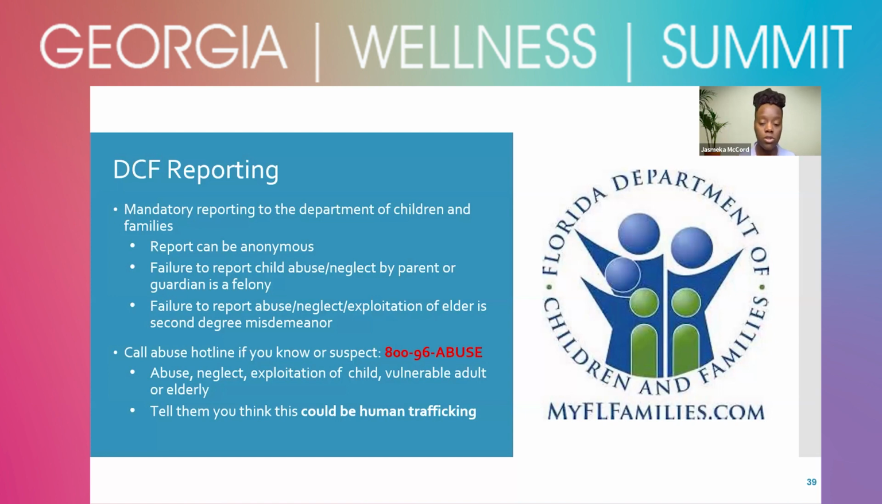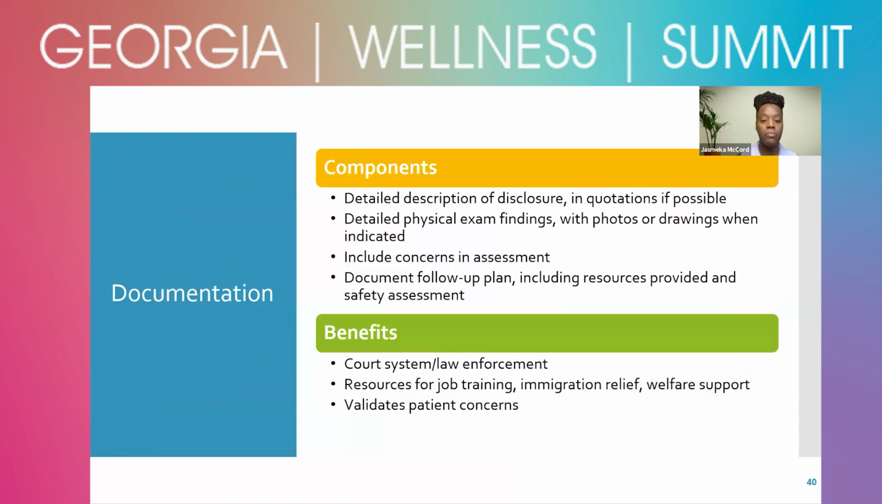Again, consider men, consider our elderly, any vulnerable victim. Call the abuse hotline if you know or suspect a patient. Again, the number is simple, 800-96-UP-THE-USE, okay? And then tell them that you think this could be human trafficking, and then they will follow the appropriate steps.